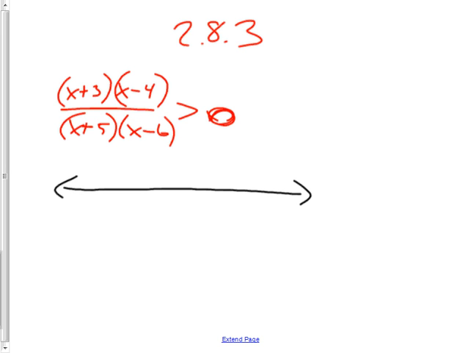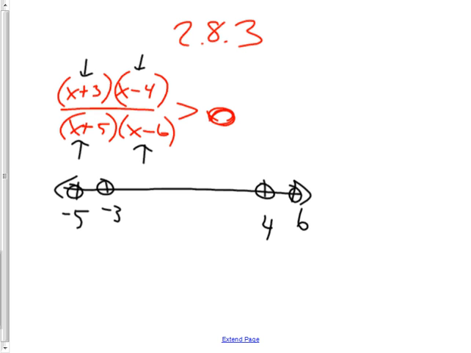So the pain in the neck about this kind is that there's a couple things, okay? First of all, negative 3 is one of your answers. That's for this one. Positive 4 is one of your answers. That's for that one. This one's negative 5. And this one is positive 6. All right, those are all important spots.